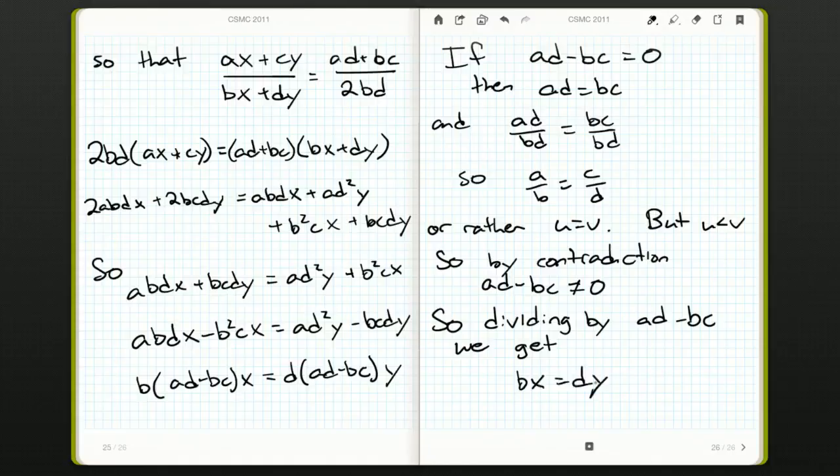So we have bx equals dy. So that's the relationship we need to satisfy in order to show that the average is a median. Okay?